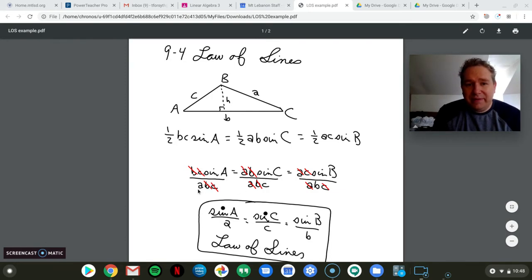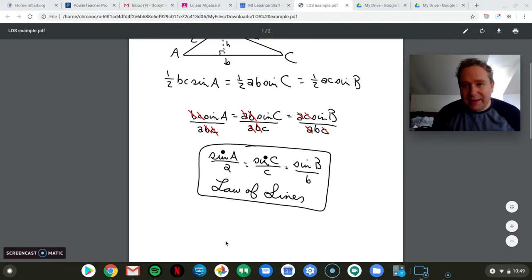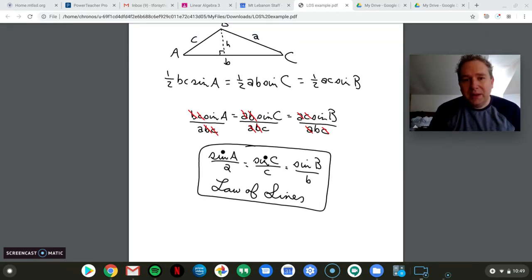Divide by the product of the side lengths, divide by ABC, and cancel out. And here you'll get sine A divided by A equals sine C divided by C equals sine B divided by B. That's the law of sines. That's a way to figure out missing sides of a triangle proportionally, by solving a proportion rather than solving the formula using the law of cosines. So that is the law of sines.